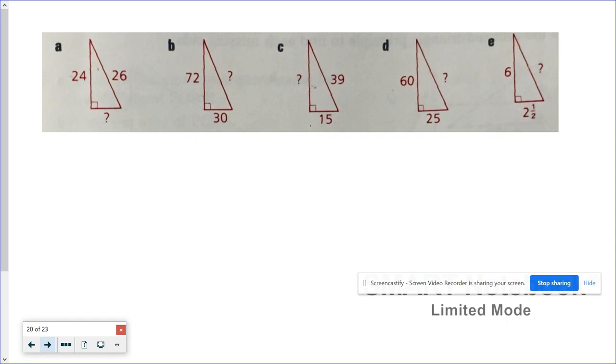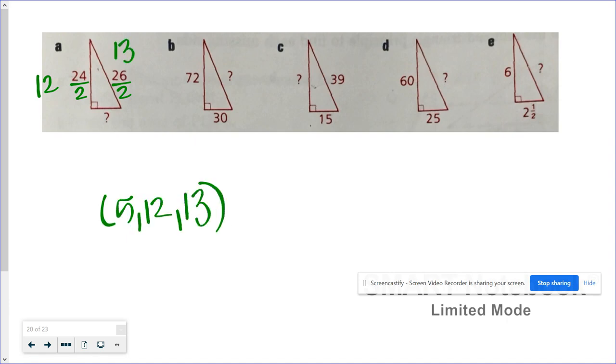So when I look at figure A, I'm like, oh, those are both even. So what if I divided them both by 2? Then this would be 12 and this would be 13. And so one of our triples is the 5, 12, 13, which means the missing side, since the multiplier is 2, would be 10.